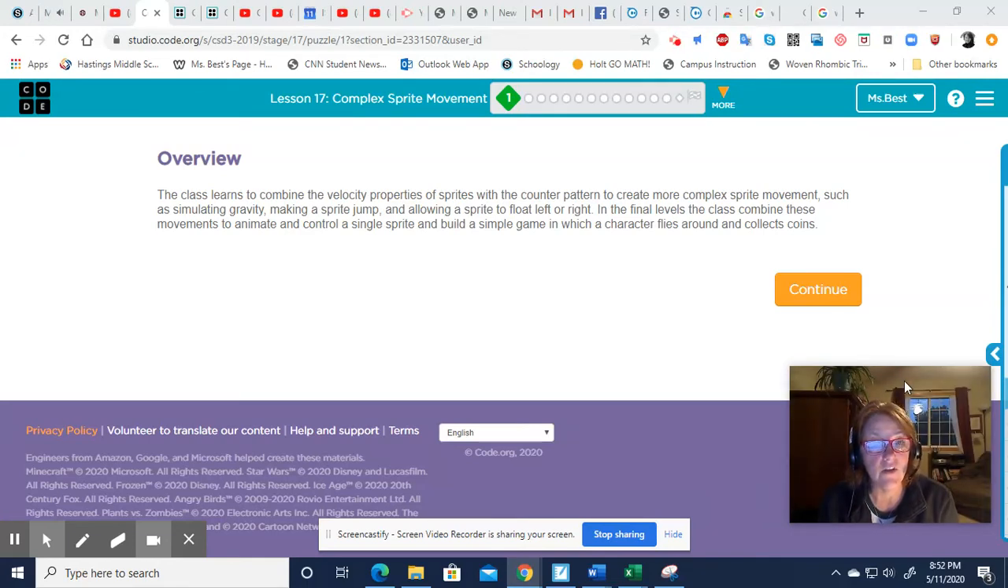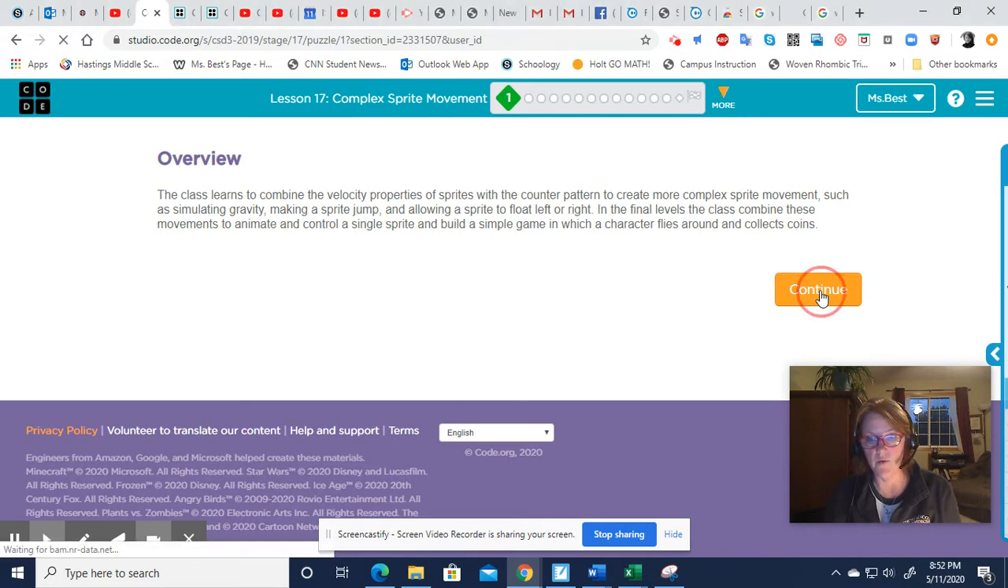We are in Unit 3, Lesson 17, getting into some more complex sprite movement. So let's see what this lesson has in store for you. We're going to work with more velocity again and see what happens if we want to have things gradually slow down or gradually speed up as they go through the draw loop. So let's see what we can find out.